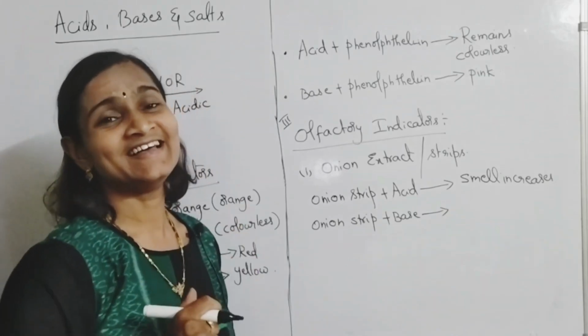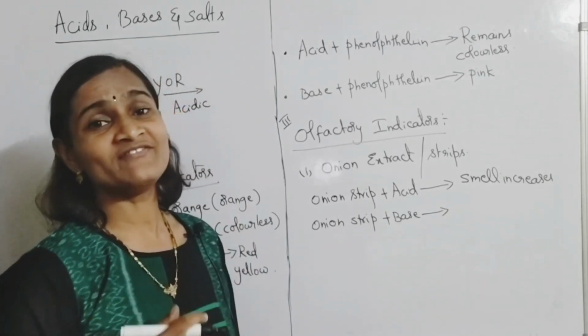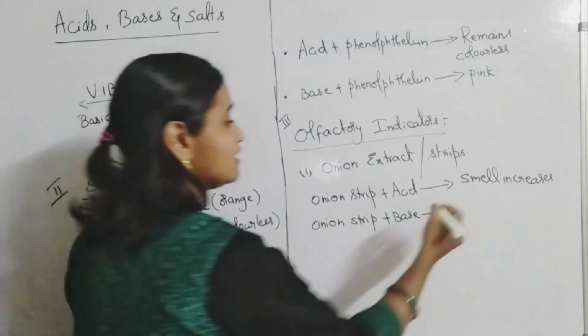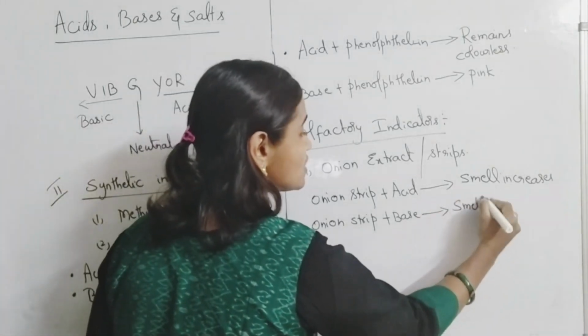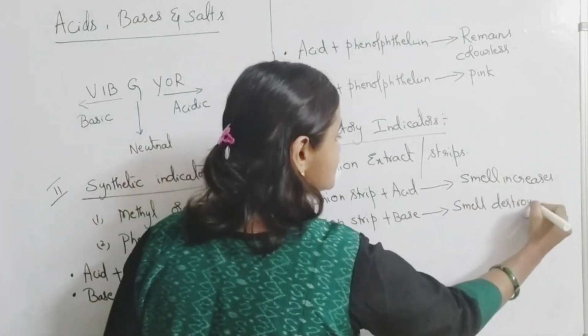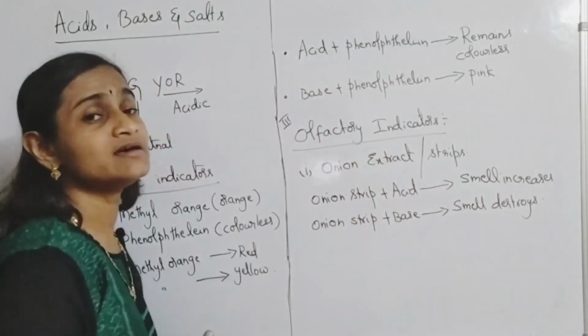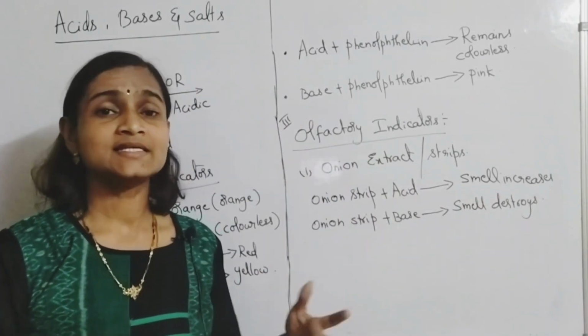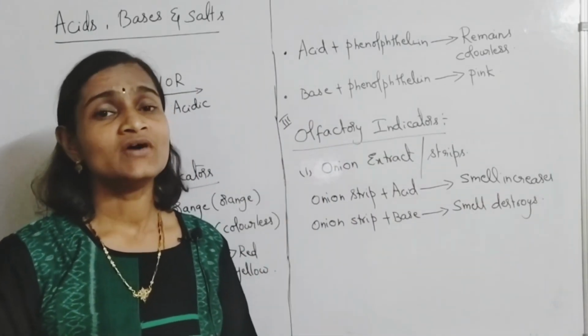That is the way you can identify whether the given substance is acidic or basic. The smell totally destroys with base. So in that way olfactory indicators can be useful for detecting what? Acid and base with the help of smell.